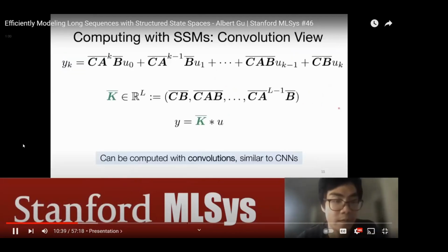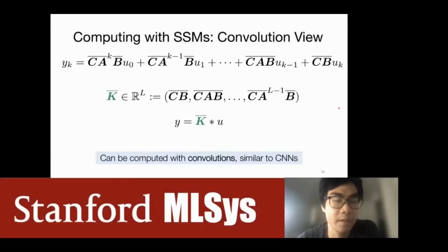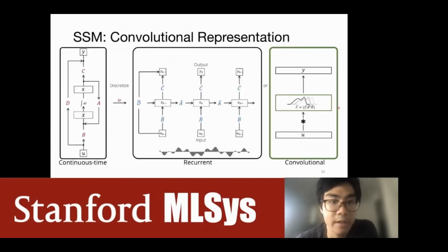...way using parameters A, B, C, D. And by the way, the D term was omitted here because it's kind of like a skip connection that is very easy to compute. And so in the diagram again, on the right side here, the convolutional view is depicted as just you take your parameters and you materialize this convolution filter, and then the entire output as a vector can be computed in a vectorized way with a single convolution.